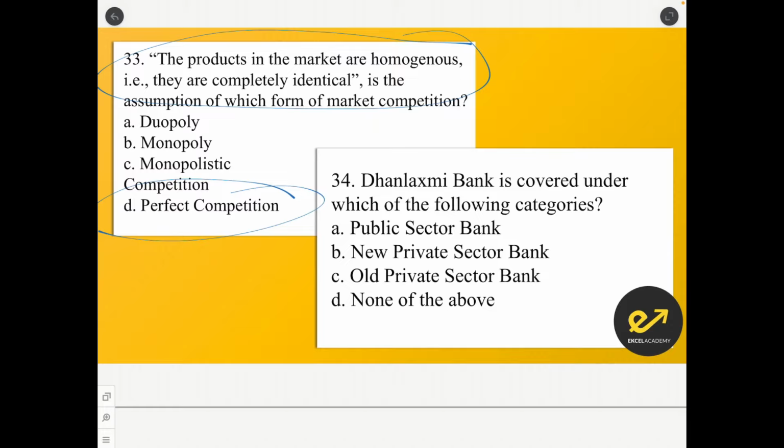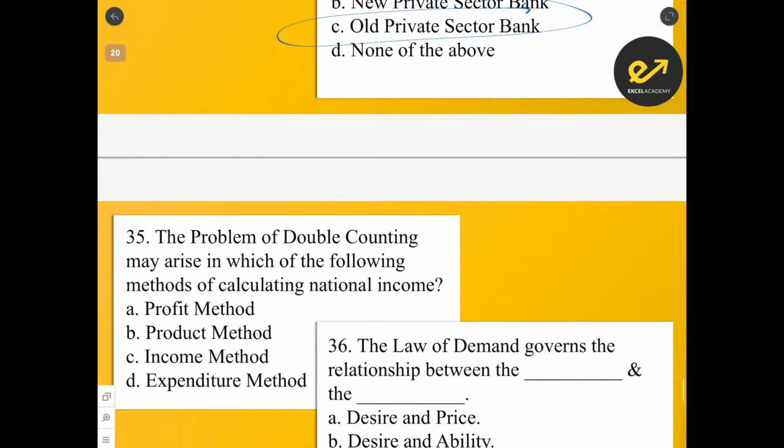Dhanlakshmi Bank is covered under which of the following categories? It is covered under the old private sector bank. The old private sector banks are those banks which were existing even before or even during the nationalization of banks, but they were not nationalized because they might not have met the criteria which were set, that is 50 crores book value, and in 1980 the book value was 200 crores. If they had not met that, they were not nationalized. Such banks are categorized as old generation private banks in the country.